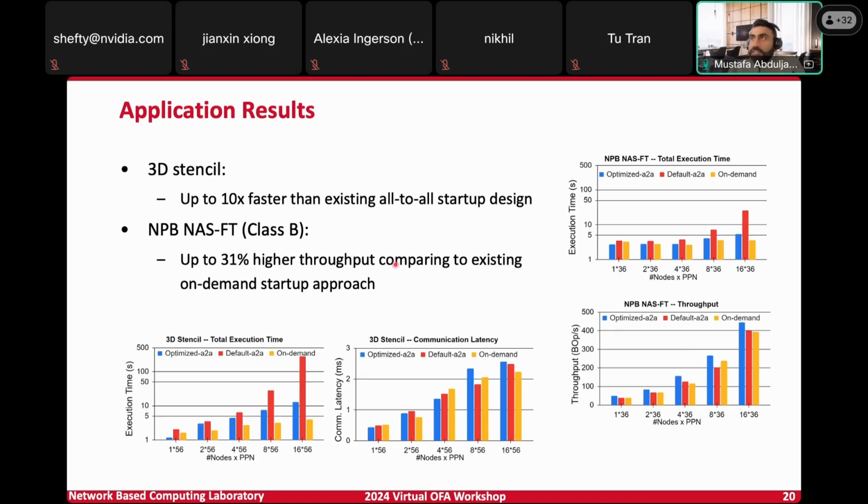We did some HPC benchmarking. So for the 3D stencil communication, we get up to 10 times faster execution time for the optimized all-to-all connection establishment compared to the existing all-to-all startup design. And we see the relative differences in this figure over here, with the total execution time being improved, as well as the communication latency, with the exception of a few anomalies that we see at a larger scale for 3D stencil.